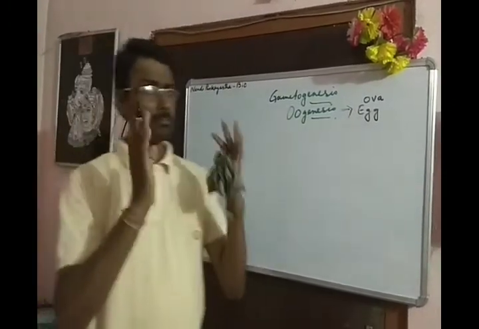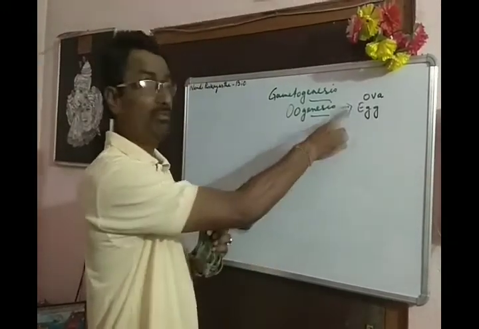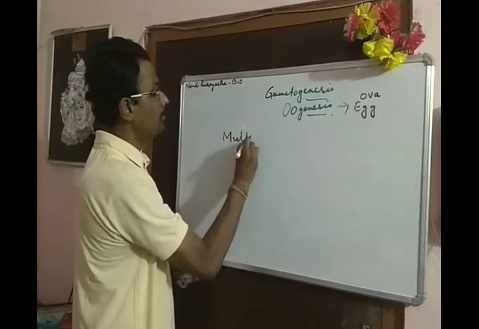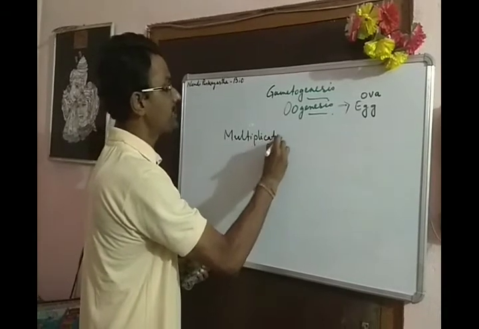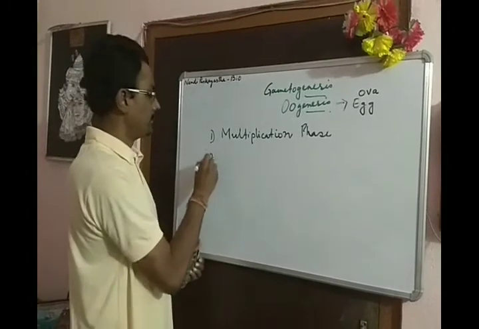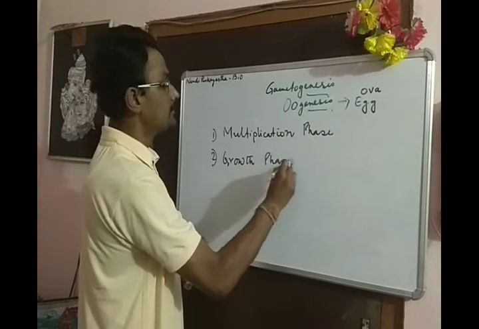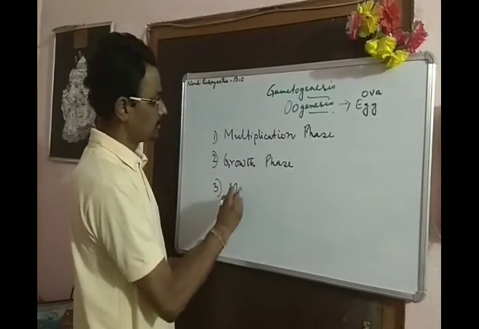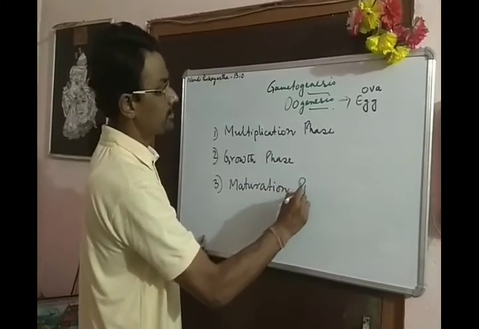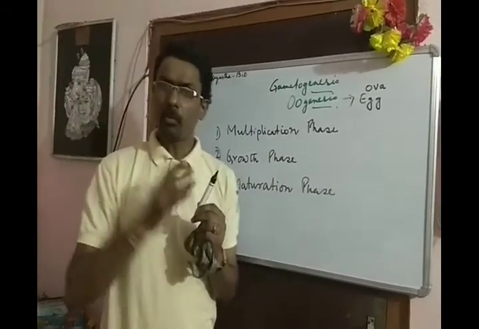Like spermatogenesis, there are three phases or stages in the formation of the egg. They are the multiplication phase, number one. Number two, growth phase. Number three, maturation phase. The phases are the same, but what is the difference?